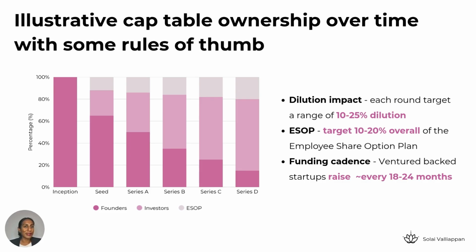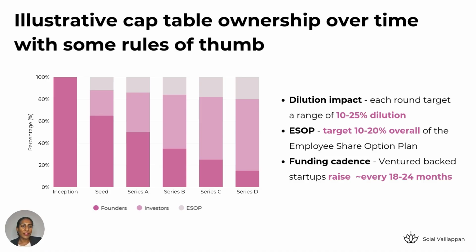As a reminder, this is an illustrative cap table of ownership over time, with some rules of thumb. The dilution impact for each round should be about 10 to 25%. That's a suitable range. And for the employee share option plan, this should be about 10 to 20% overall, and you can top this up over time. And if you are building a VC-backed business, you're likely to be raising every 18 to 24 months.